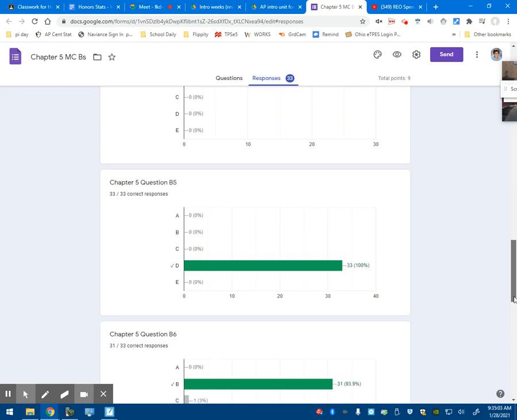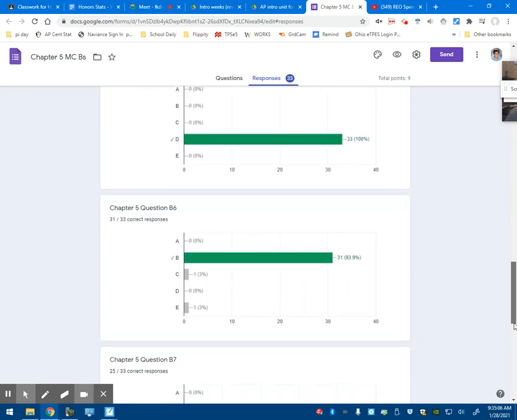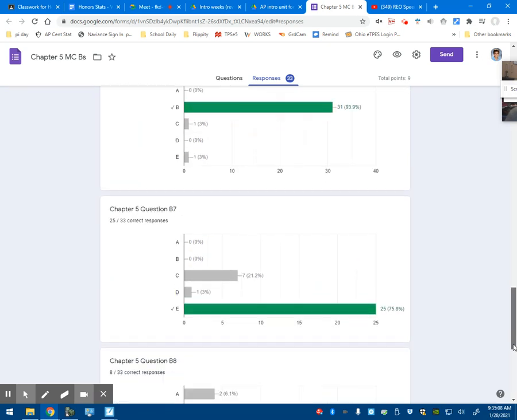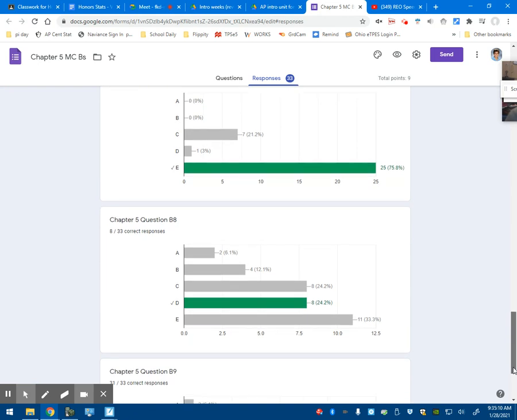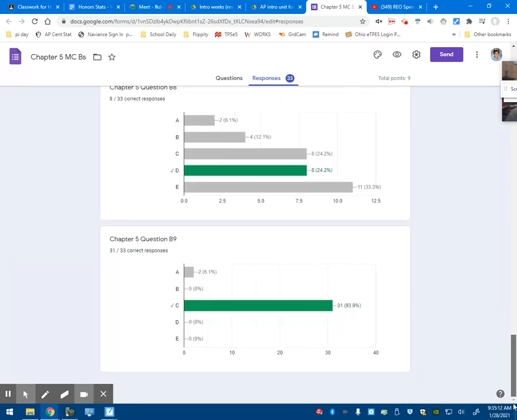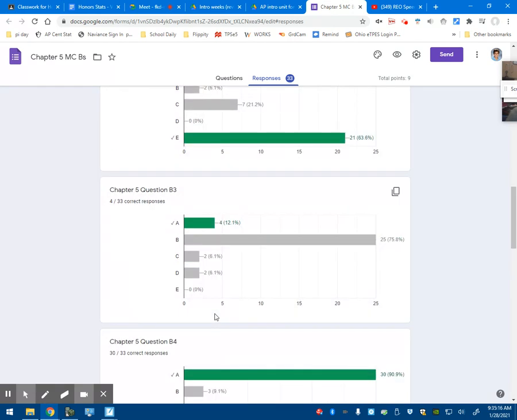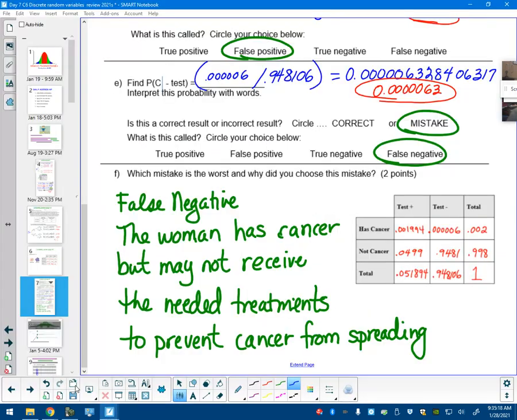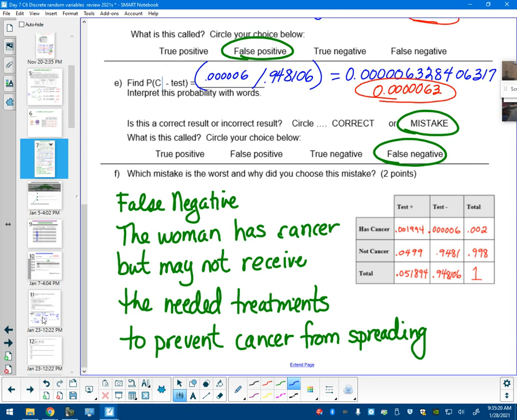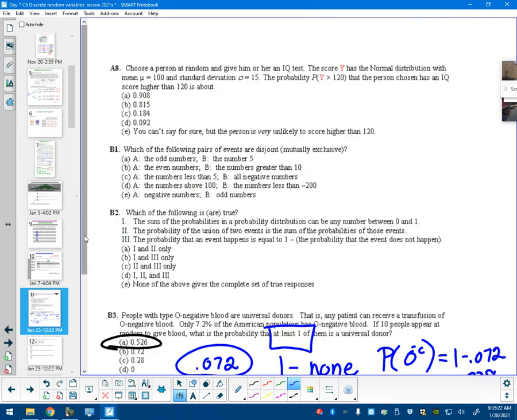4 is okay. 5 is excellent. 6 is okay. 7 is all right. 8 is not good. 9's pretty good. So we definitely need to look at 3 and 8 and then see if anybody else has any other questions. Okay.